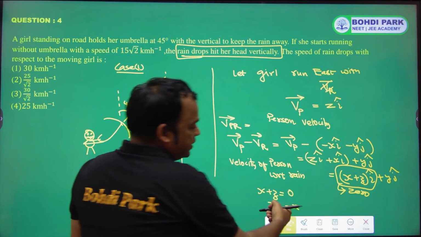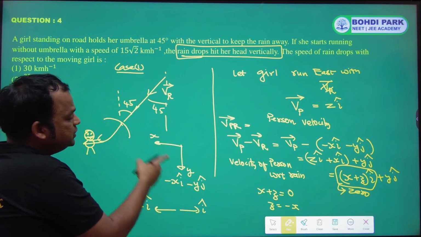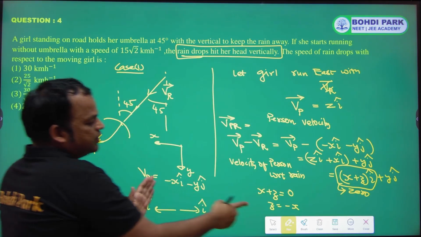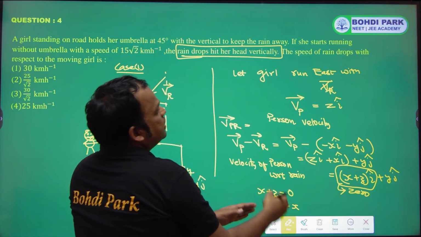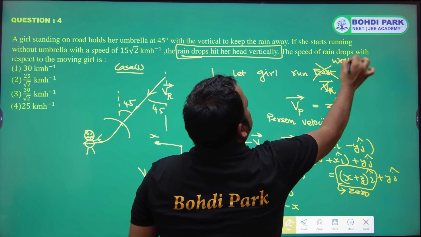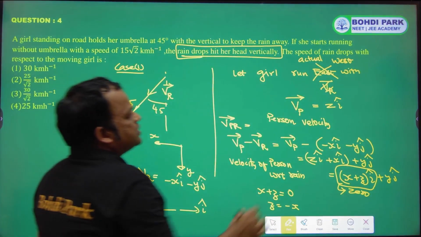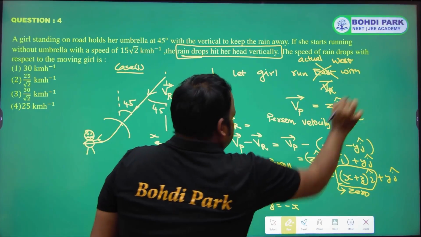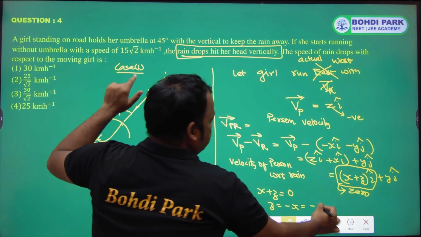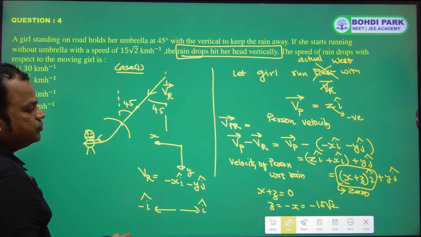But z is negative, because we already assumed x is positive magnitude and velocity of rain is minus x i cap minus y j cap. So z is negative. That means the girl is actually going west. The girl is actually going west and z is negative. So z is equal to minus 15√2 kilometer per hour.